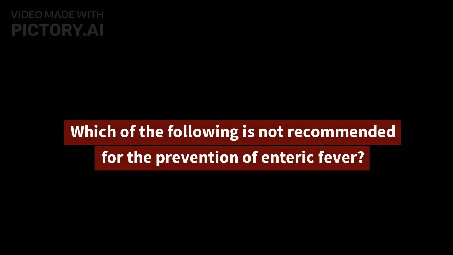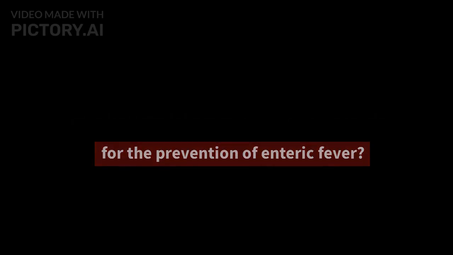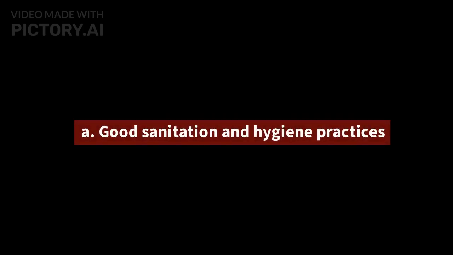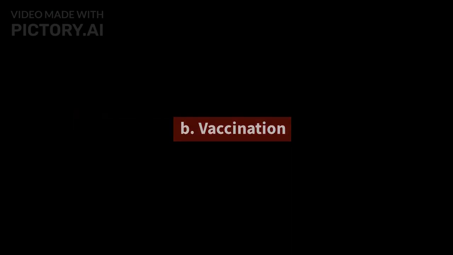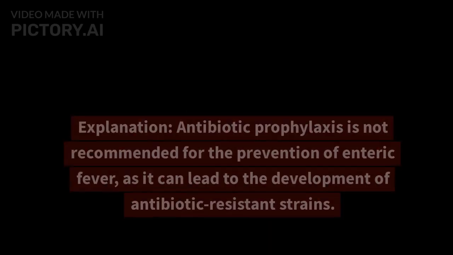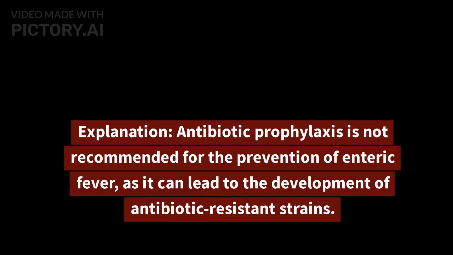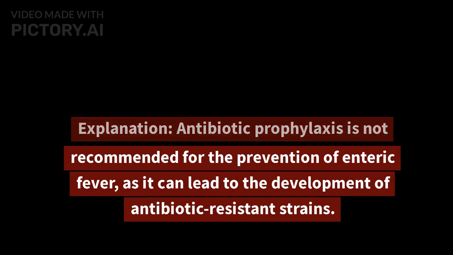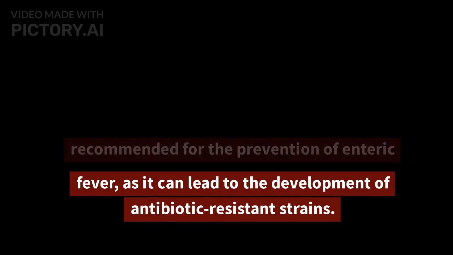21. Which of the following is not recommended for the prevention of enteric fever? A. Good sanitation and hygiene practices. B. Vaccination. C. Antibiotic prophylaxis. D. Avoiding contaminated food and water. Answer: C. Explanation: antibiotic prophylaxis is not recommended for the prevention of enteric fever, as it can lead to the development of antibiotic-resistant strains.